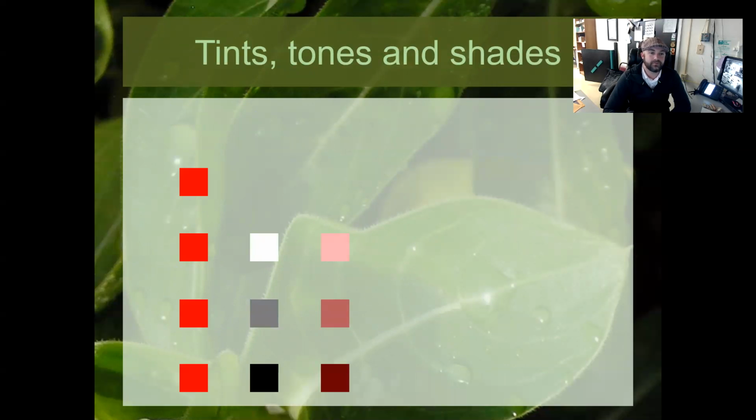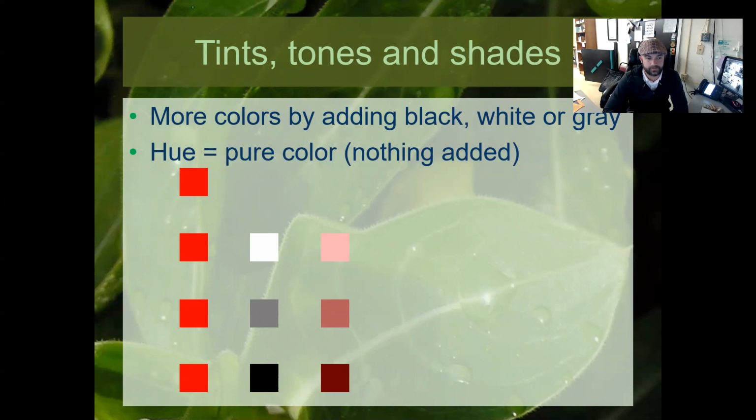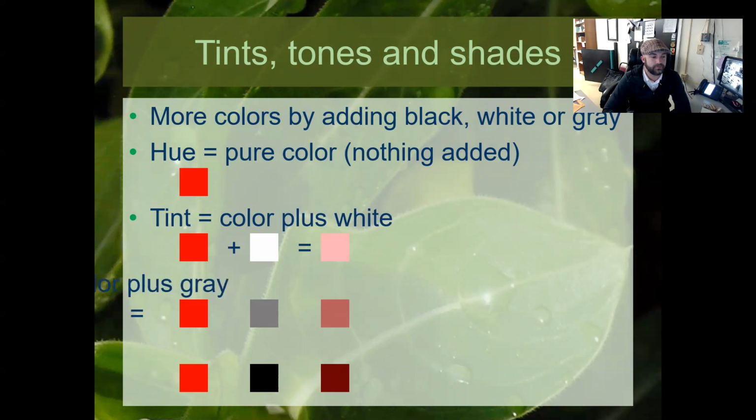So let's take a look at some tints, tones, and shades. So more colors by adding black, white, or gray. Hue, which is going to be the pure color, nothing added. Tint, which would be color plus white.